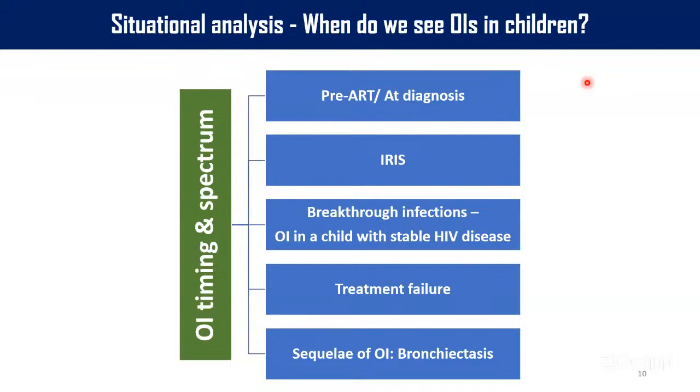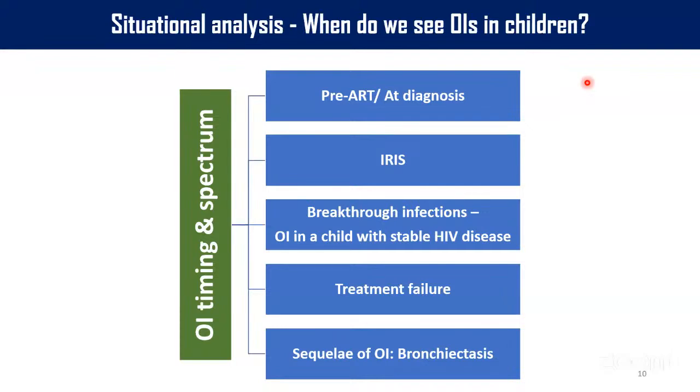So as I said, when we see a child with OI, you have to first do a situational analysis. That is timing and spectrum. What is the situation we are seeing? When are we seeing it? At what spectrum, at what natural history of HIV are we seeing this child? Are we seeing this child at the time of diagnosis or in the pre-ART time, before initiation of ART? Your spectrum will differ. Are we seeing this child within 6 months of starting ART? So it may be an IRIS.